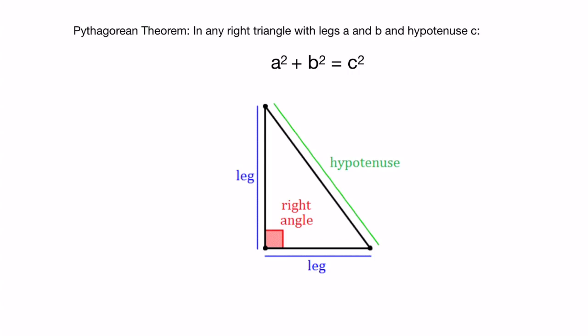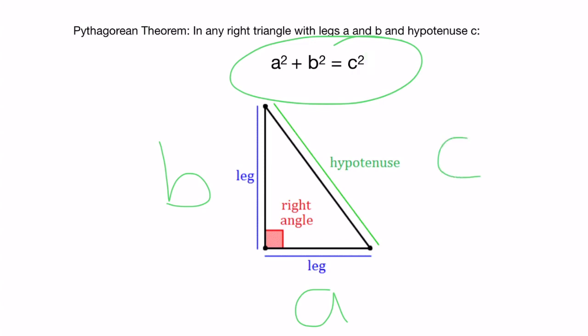Now the theorem itself states that a squared plus b squared equals c squared. What's important to remember is that a and b are the legs, and it doesn't matter which order you have them in. You can have the leg on the left be a and the other one be b, or you can switch them around, have the bottom leg be a and the other one be b. That makes no difference. But what is very, very important to remember is that the hypotenuse is always c.